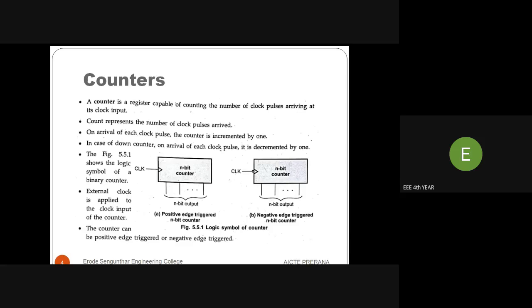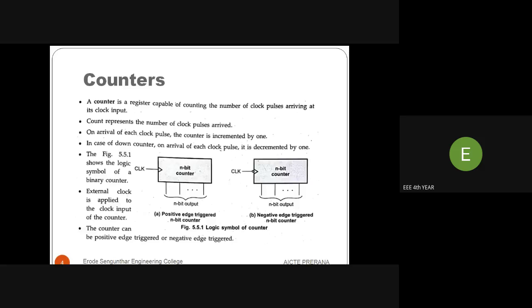A complementing gate means if you give the value 1, it gives 0. Otherwise, if the input is 0, the value sent to the counter is 1. So both counters are the same, but the types differ by the clock pulse given to the input: positive trigger and negative trigger counters. An external clock is applied to the clock input of the counter to count the number of clock pulses. The counters can be positive triggered or negative triggered.